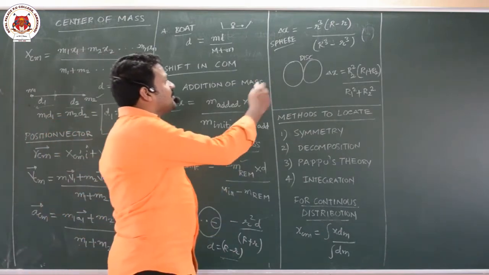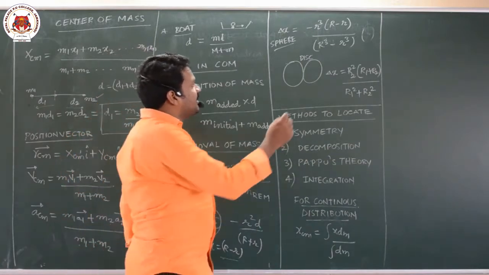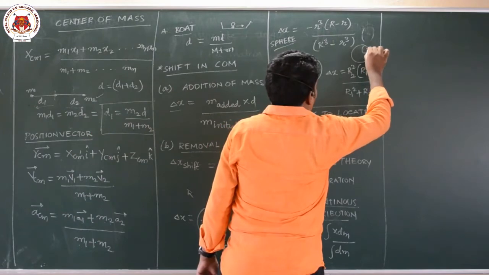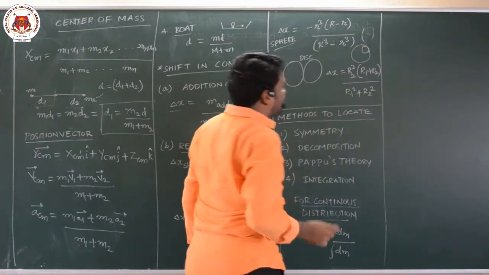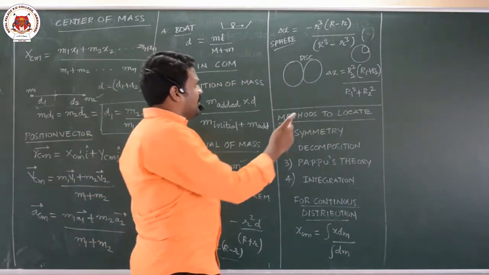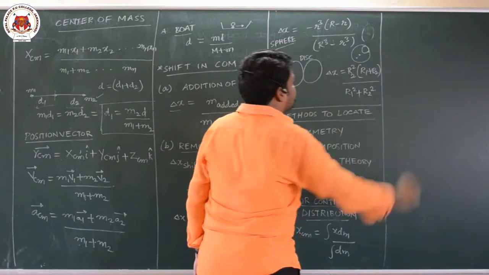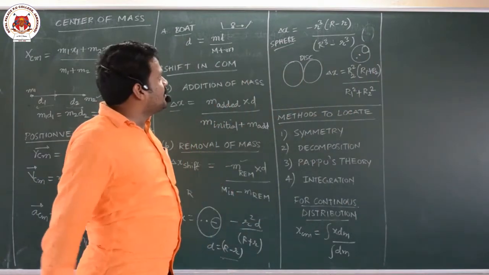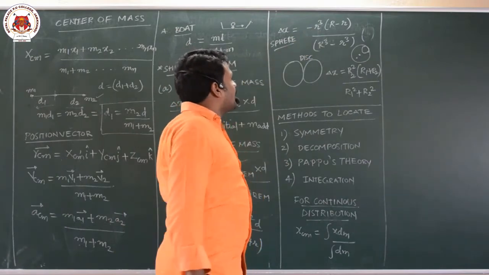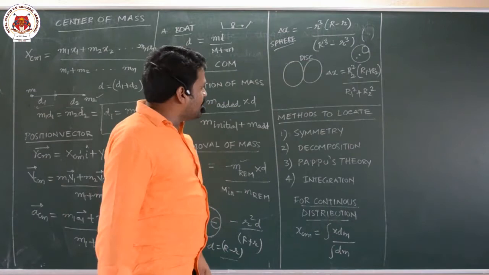And next, sphere. Suppose there is a sphere of radius capital R. From one end, I am removing another sphere of radius small r. So if you remove it, what happens? Initially the center of mass will be at the center. After removal, it reaches here. The center of mass shifts. The shift in the center of mass is r cube into capital R minus small r, divided by capital R cube minus small r cube.